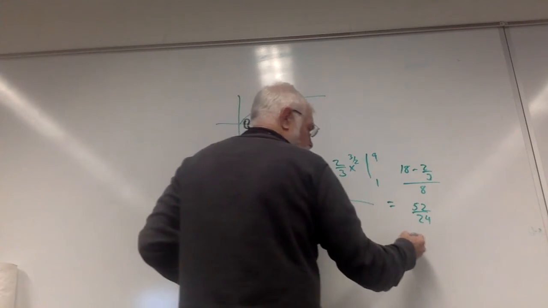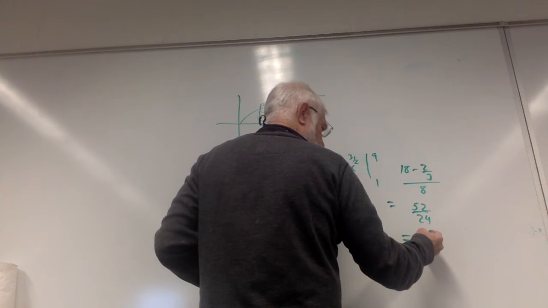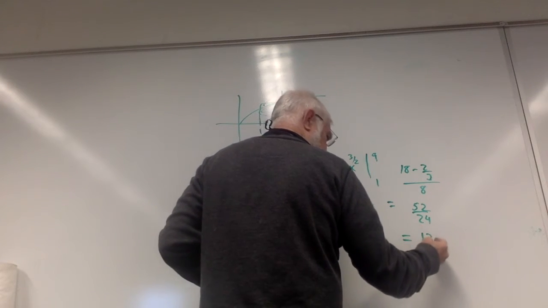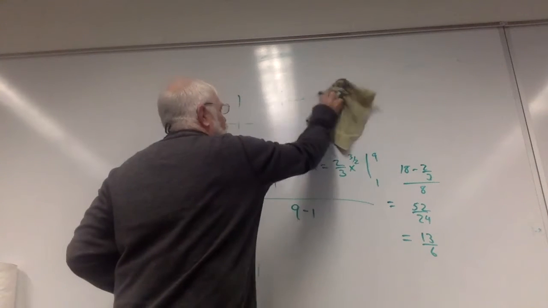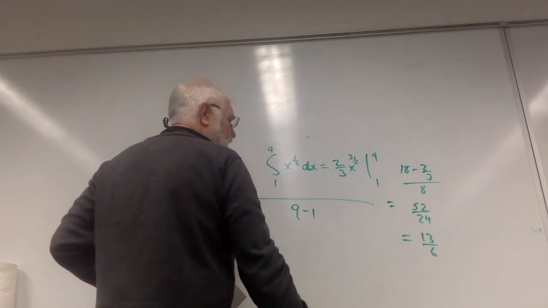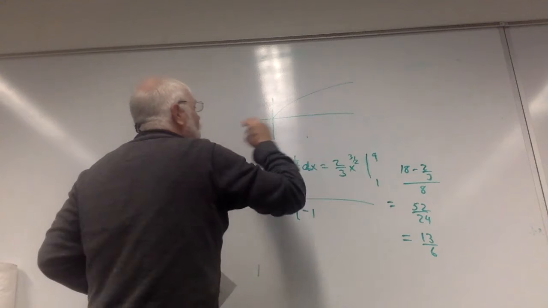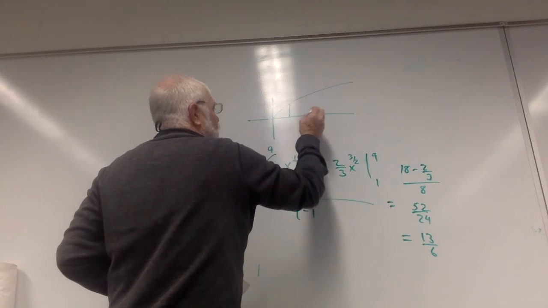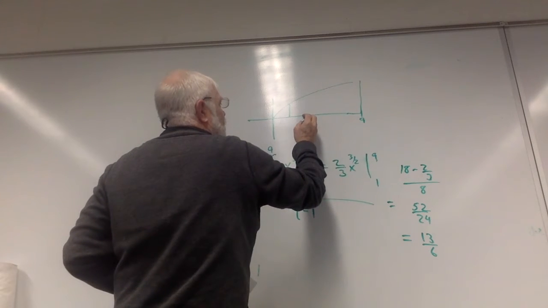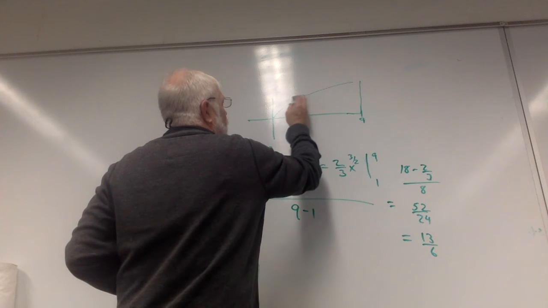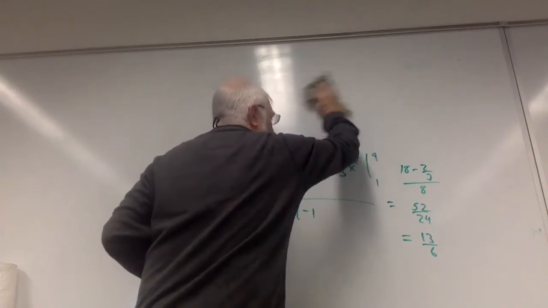52 divided by 24 is 26 over 12, which is 13 over 6. So a little bit bigger than 2. All right, so if I had a very nice graph of this, and if I didn't make any errors, then a little bit bigger than 2 would probably be out here now. Okay, so a little bit bigger than 2 would be about here. That doesn't look good at all. So I hope my math was right on that because I did it pretty quickly.